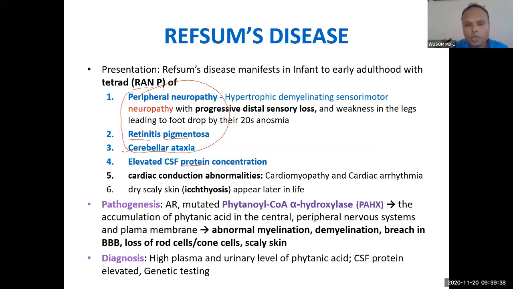If you take a biopsy of the peripheral nerve and see the biopsy, it will be hypertrophic demyelinating. There are few disorders where you see hypertrophic demyelinating. This is one of the pathognomonic findings of Refsum disease. There is one disorder where you will see hypertrophic changes. So this is a very important finding.